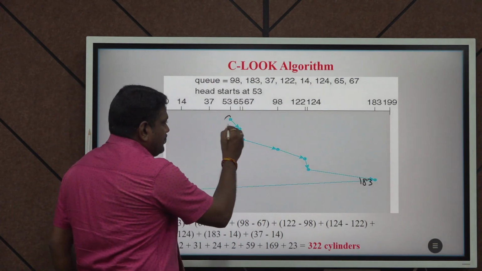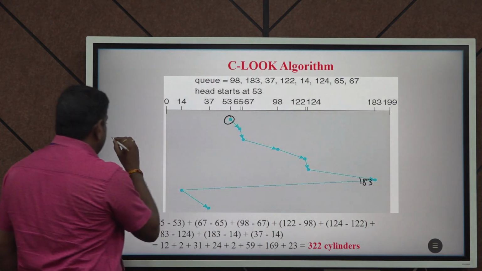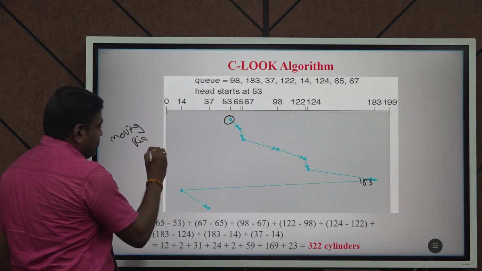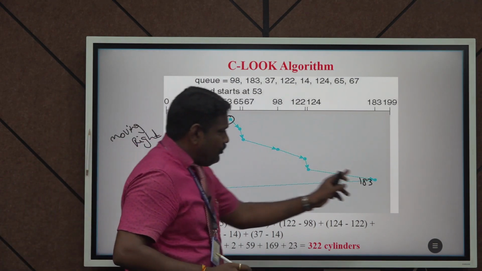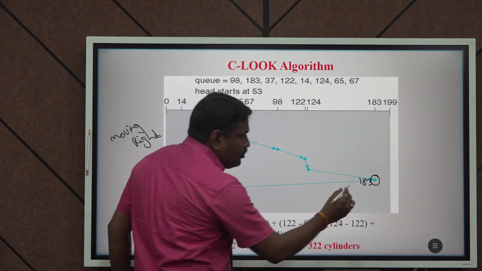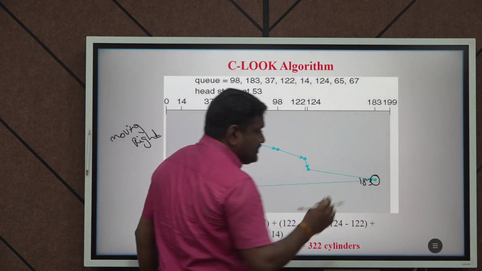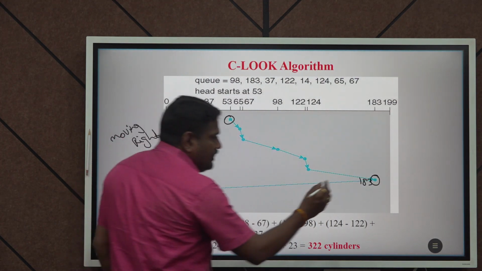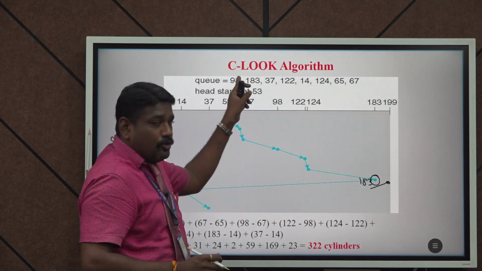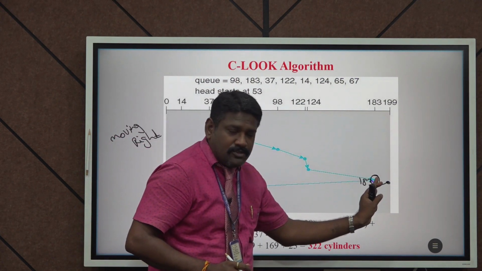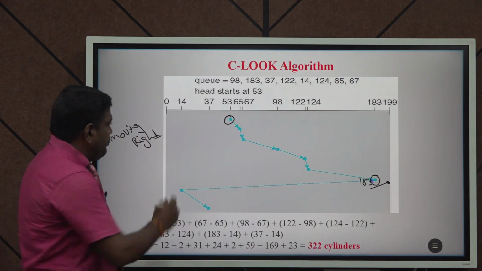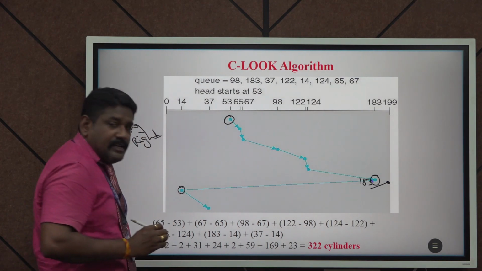So again we are starting with 53 and moving towards the right side value, that is towards 199. The last request is 183. We should not go up to 199. If it is the C-SCAN algorithm, then we have to reach up to 199, and only after that we return. But this is C-LOOK, so we stop at the last request value, and while returning to the left hand side, it should not process any request. And 14 is the last value.